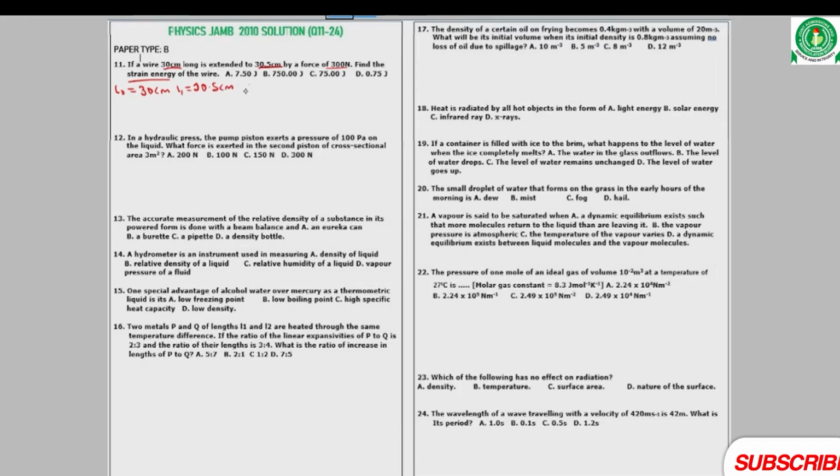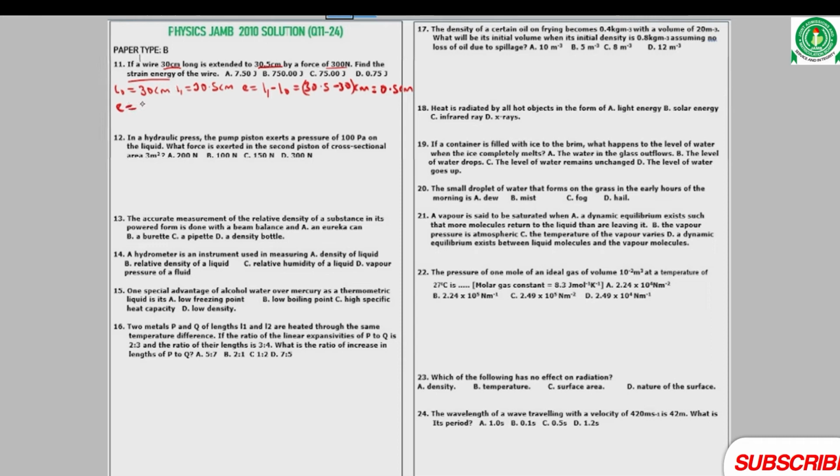cm. Now you can calculate the extension E by finding the difference between L1 minus L naught, which is equal to 30.5 minus 30. Don't forget they are both in centimeter. So we are going to have 0.5 centimeter. So 0.5 centimeter is our extension.